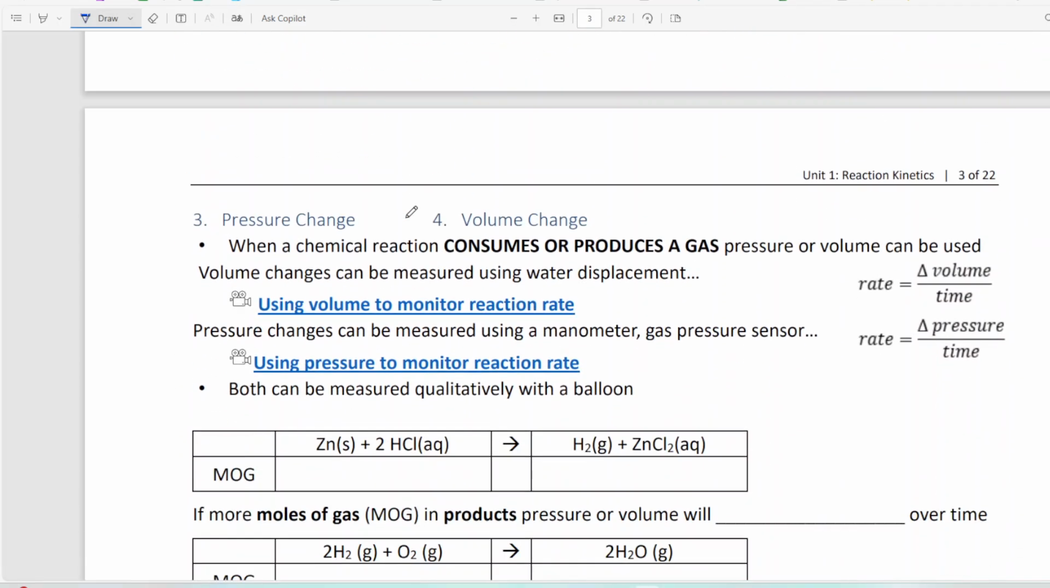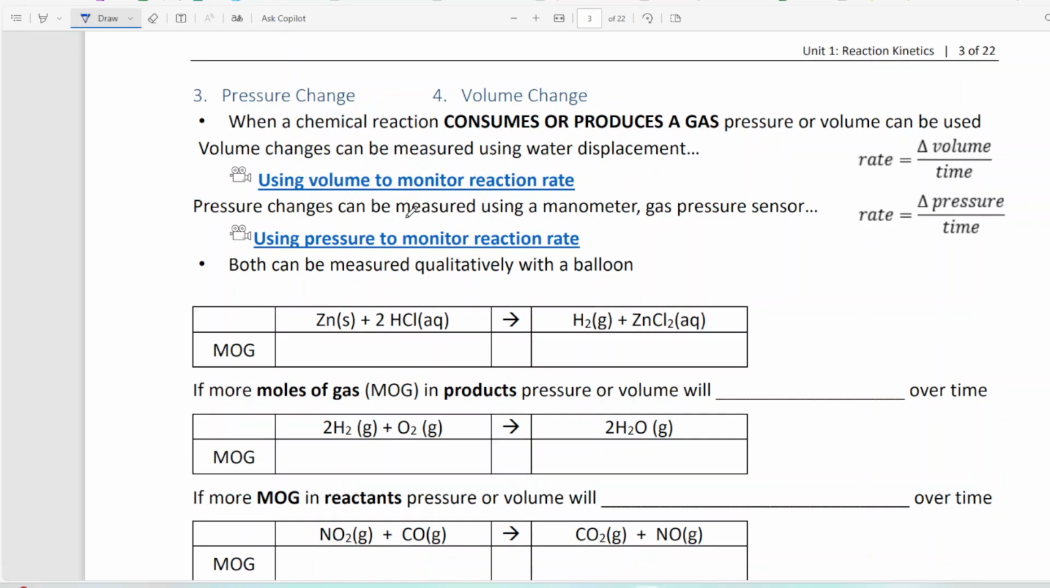Awesome. The next thing we could use to monitor the rate of reaction would be pressure or volume changes. These two are very much tied. You can monitor pressure if the volume is fixed, or you can measure volume if it's not fixed. So when a chemical reaction is consuming or producing a gas, and this is the key word in this sentence. So when can you use color? When they state there's a color change. When can you use temperature? When they state that heat is consumed or produced. When can you monitor a reaction rate using pressure or volume? When the reaction is consuming or producing a gas.